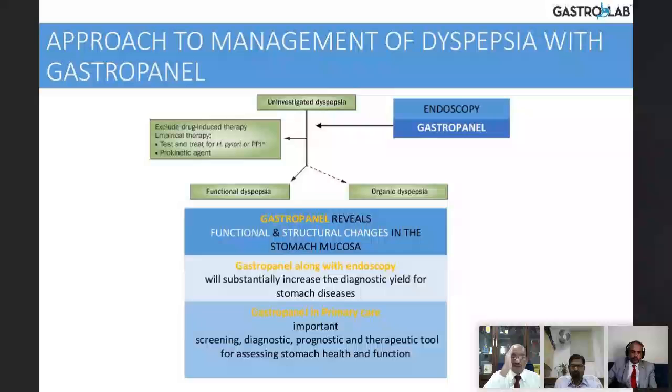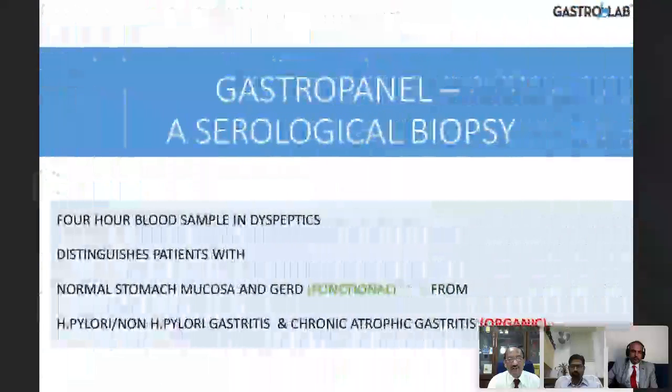I told you time and again, in dyspepsia, you do endoscopy, and 70% of the times you do not pick up anything. Then what answer do you give to your patient? On the other hand, if you combine with gastropanel, then the yield becomes better. So it's a screening, diagnostic, prognostic, and therapeutic tool to assess the stomach health and function.